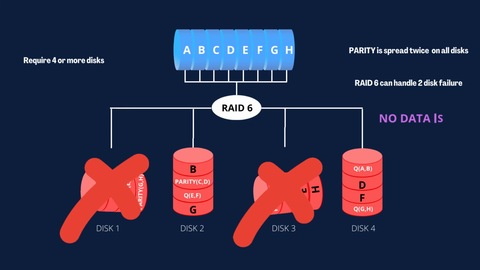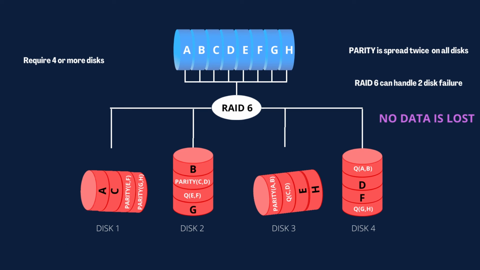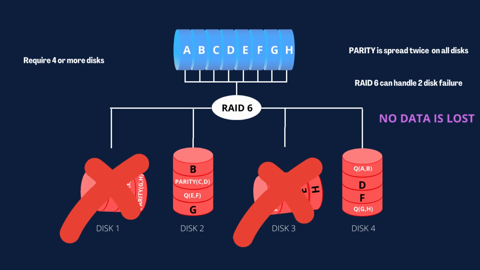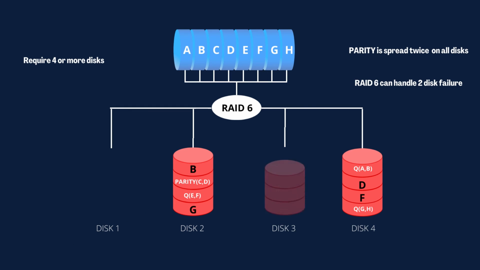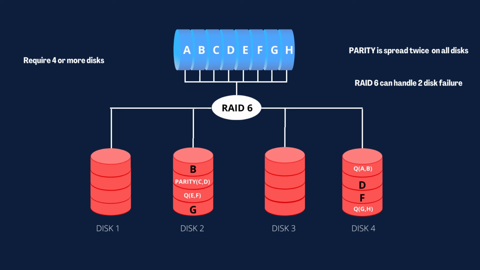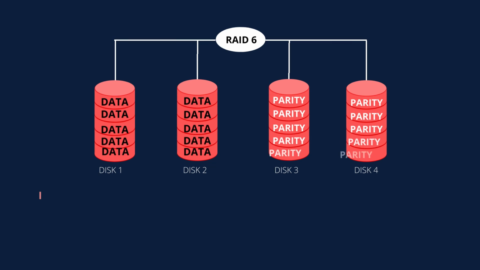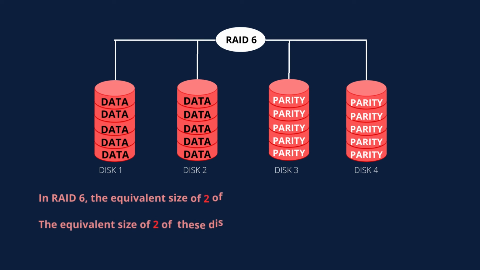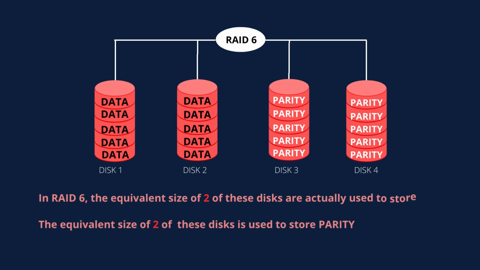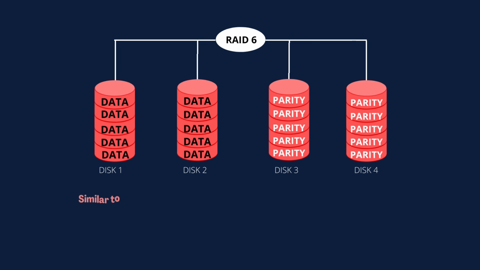In RAID 6, if two disks were to fail at the same time, which is pretty rare, no data would be lost. The Q parity is needed, which is used to build a simultaneous equation. All we have to do is replace the failed disk, and then RAID 6 would use the double parity from the other disks to rebuild the data on the new drives. In RAID 6, the equivalent size of 2 of these disks is actually used to store data, and the equivalent size of 2 of these disks is used to store parity. RAID 6 performance is similar to RAID 0 for read and significantly lower than RAID 5 for write.